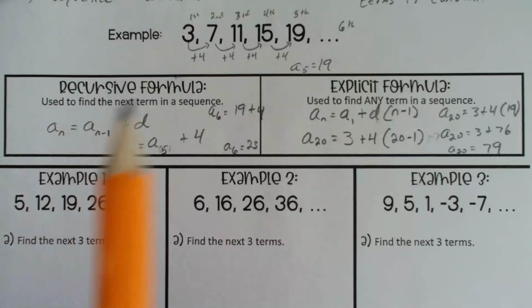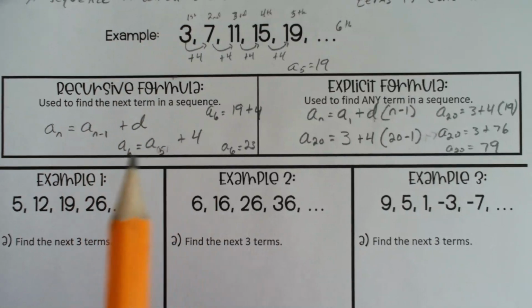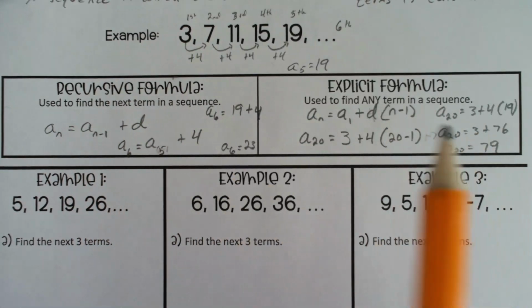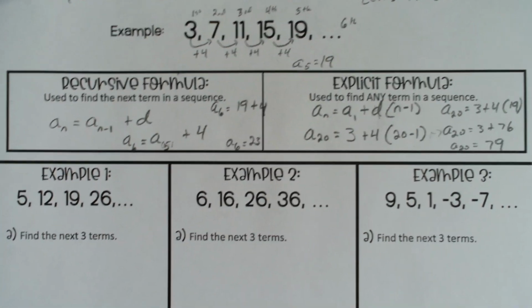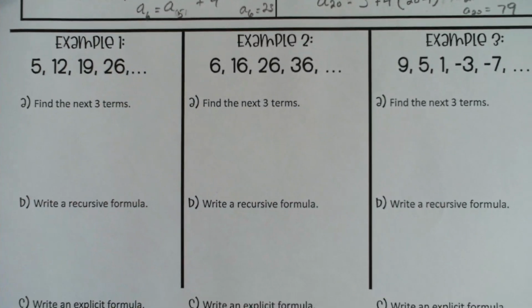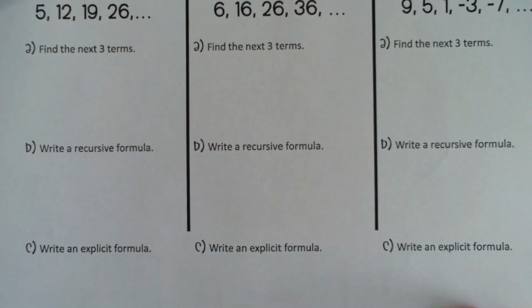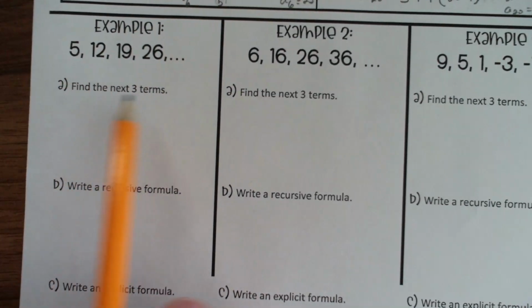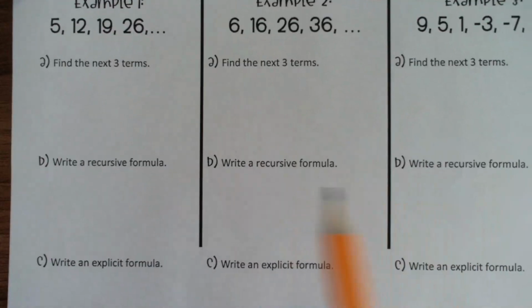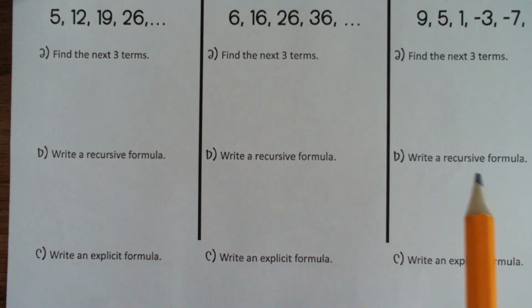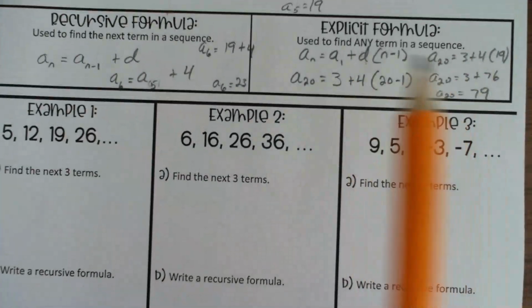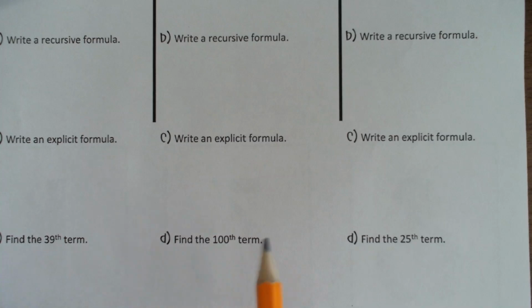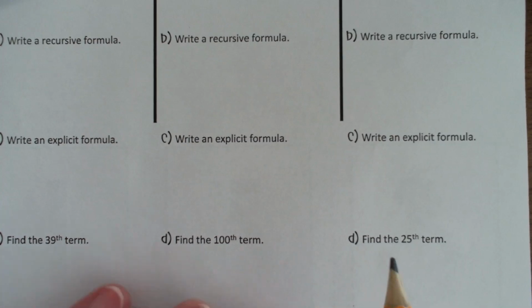The recursive formula is great for finding the next term in the sequence because the math is a little bit easier. The explicit formula is great for when we have to find a term that's way out there, like the 20th term or the 30th term or something like that. So let's go ahead and look at these examples. It wants us to write the next 3 terms, write the recursive formula, write the explicit formula, and then find a term that's way out there, the 39th, 100th, and the 25th.